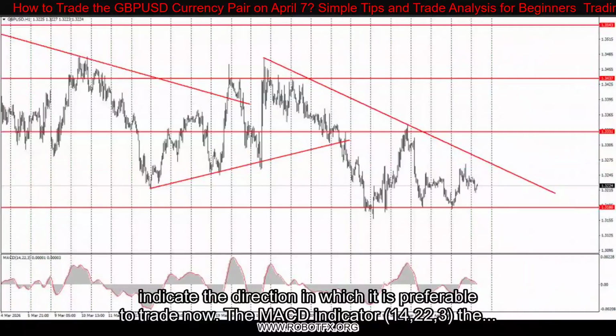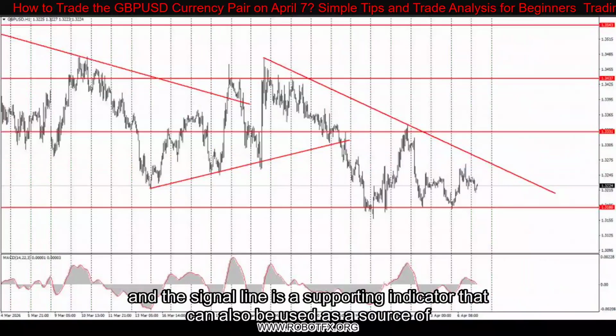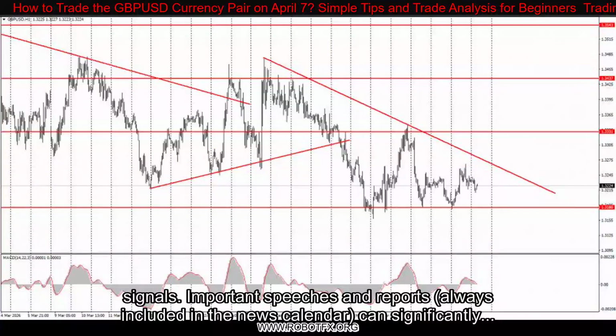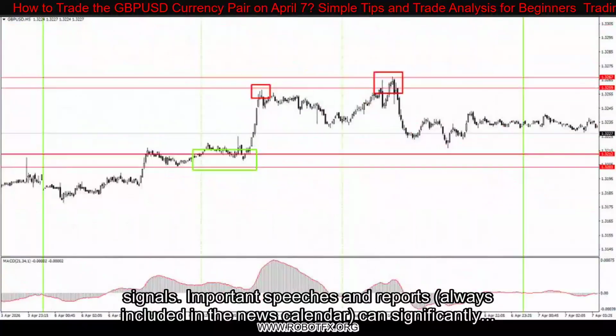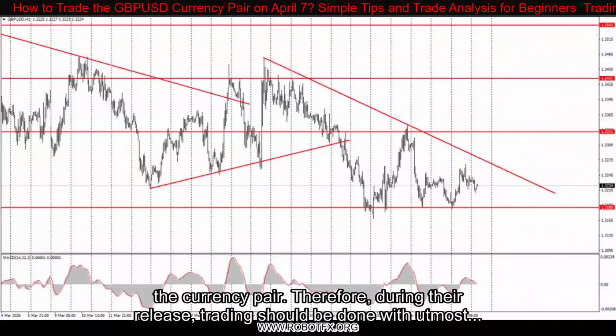Important speeches and reports always included in the news calendar can significantly affect the movement of the currency pair. Therefore, during their release, trading should be done with utmost caution, or traders should exit the market to avoid sharp price reversals against the previous movement. Beginning traders in the Forex market should remember that not every trade can be profitable. Developing a clear strategy and effective money management are the keys to long-term trading success.